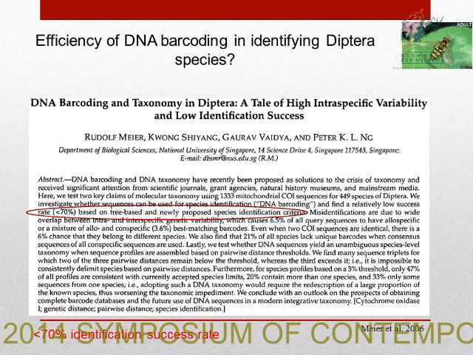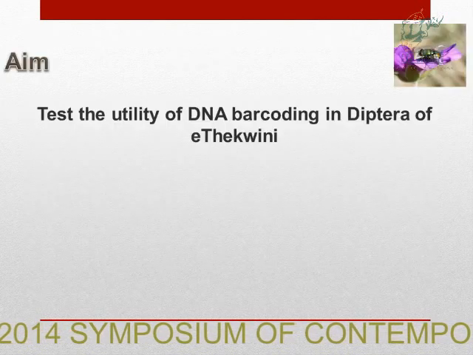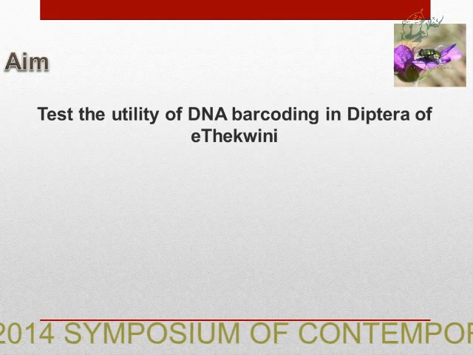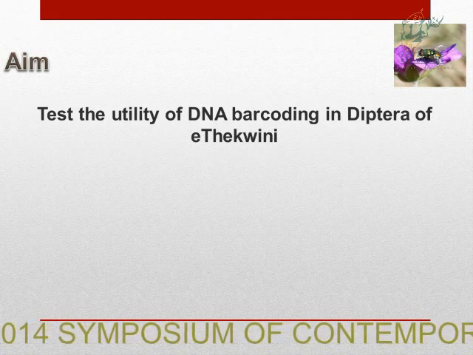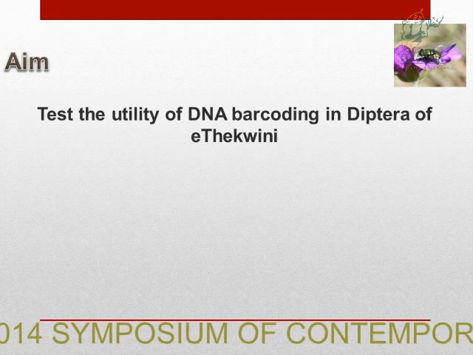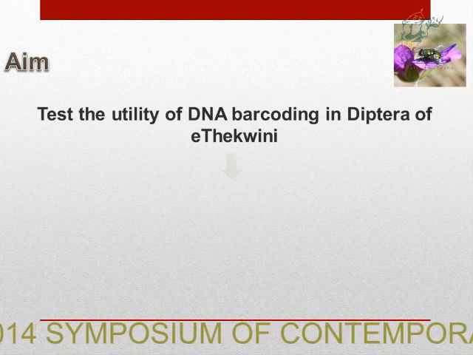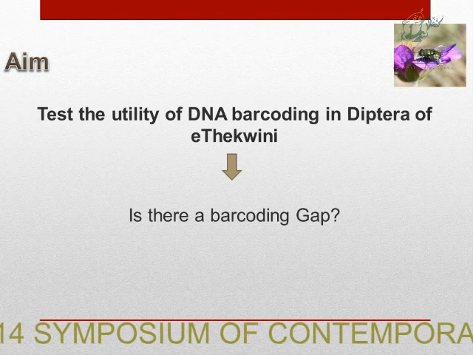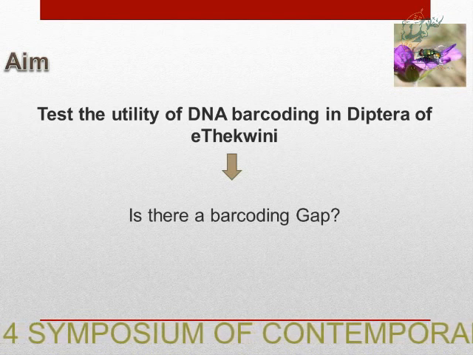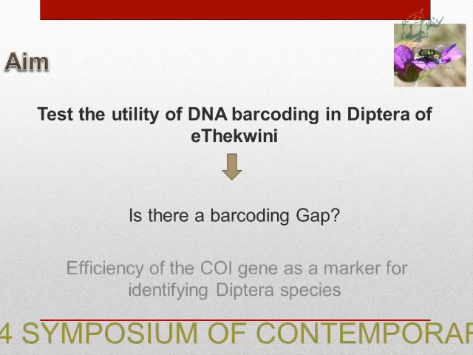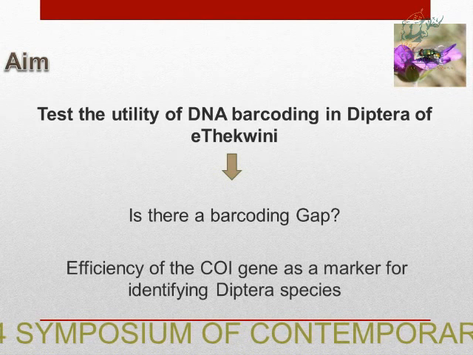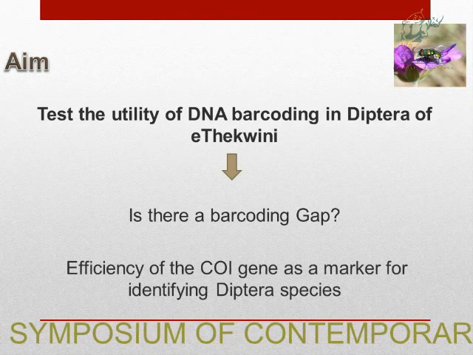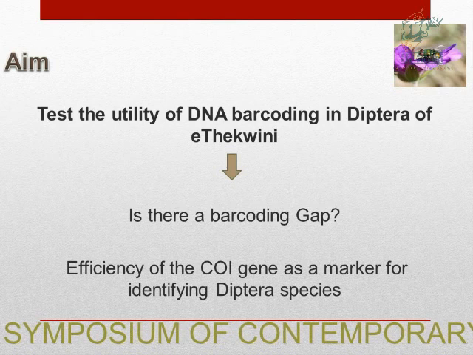so it is unknown how DNA barcoding will perform on our South African taxa, which brings me to the aim of my study, which was to test the utility of DNA barcoding in the Diptera of eThekwini, where we first had to look at the barcoding gap. So is there a barcoding gap within our South African taxa? And also look at the efficiency of the CO1 gene as a marker for identifying Diptera species.